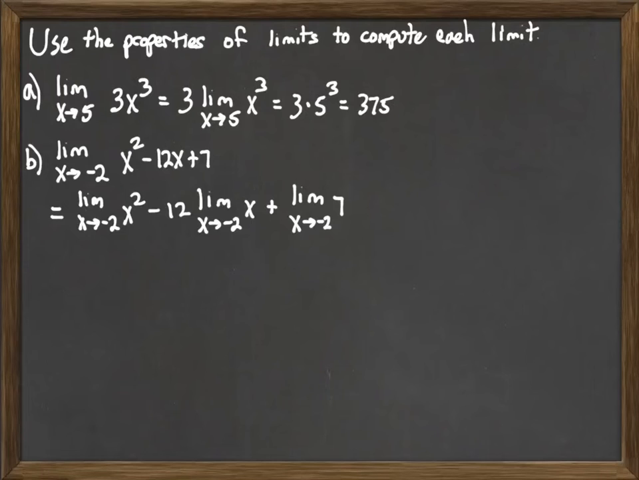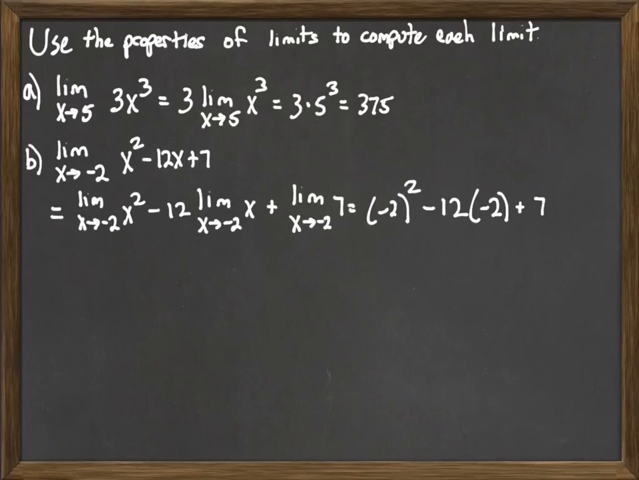And then we go through and compute each of those. The limit as x approaches negative 2 of x squared, that's a polynomial or power, so we just evaluate it. We'll get negative 2 squared, and then minus 12 times the limit as x approaches negative 2 of x, well that's just negative 2. Right? If x is approaching negative 2, then x is going to become negative 2. And then finally, the limit as x approaches negative 2 of 7, that's a constant. And the limit of a constant is just that constant. So that's just going to become 7.